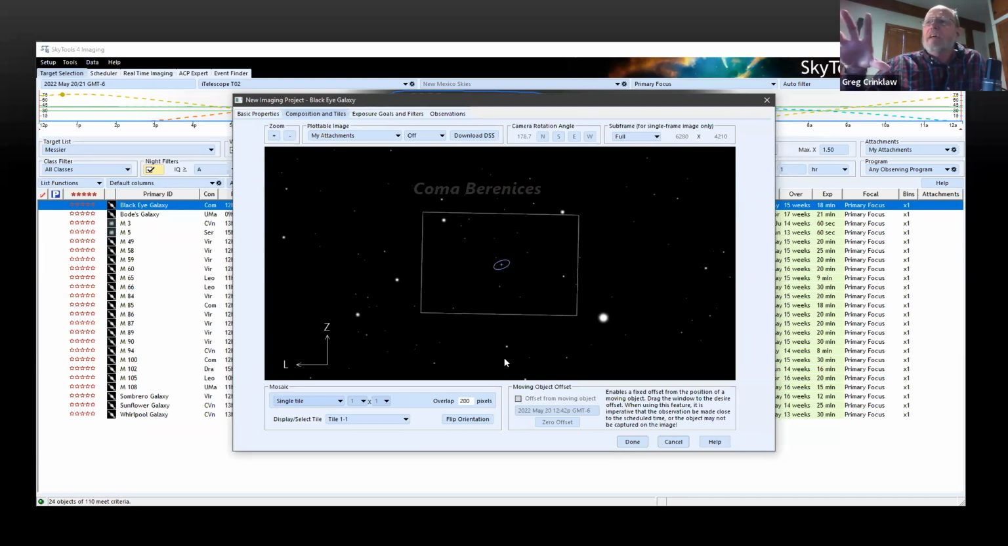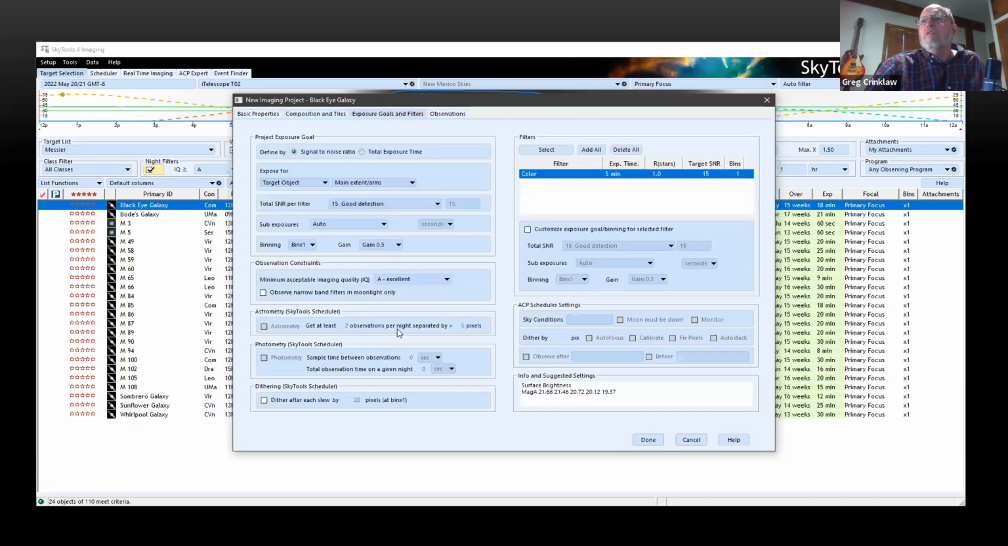If it was really big and filled the field of view, I could use this tool to create tiles that would cover the whole thing. And I can also show that image in the background. So now that we've got that done, we move on to the exposure goals.